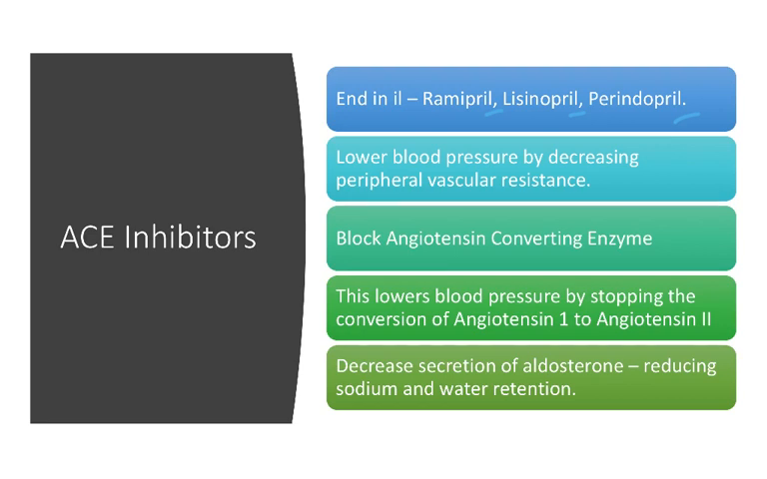And they inhibit or block the angiotensin converting enzyme, which is what ACE stands for. That's why they're called ACE inhibitors. So this lowers the blood pressure by stopping the conversion of angiotensin 1 to angiotensin 2. And there's also a decreased secretion of aldosterone, which reduces sodium and water retention.